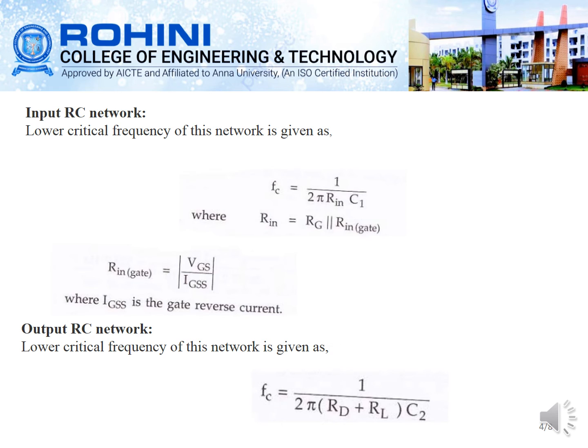The cutoff gain can be written as A_v mid divided by root 2, which we call 0.707, equal to 1 divided by root 2. Here we will be calculating three networks: the input network, the output network and the bypass network. For the input network, we calculate the critical frequency, that is the FC value, and the input resistance. For the output network, we calculate the critical frequency FC and the output resistance.